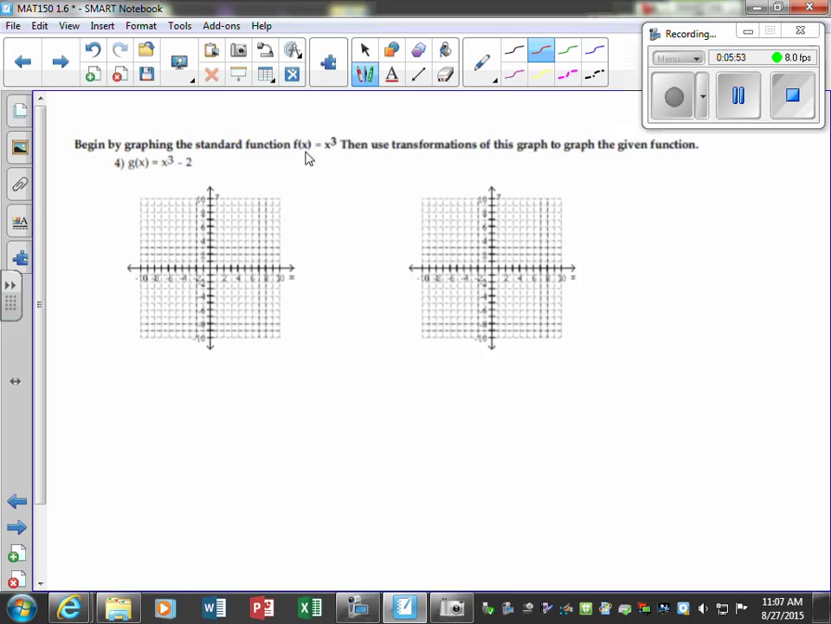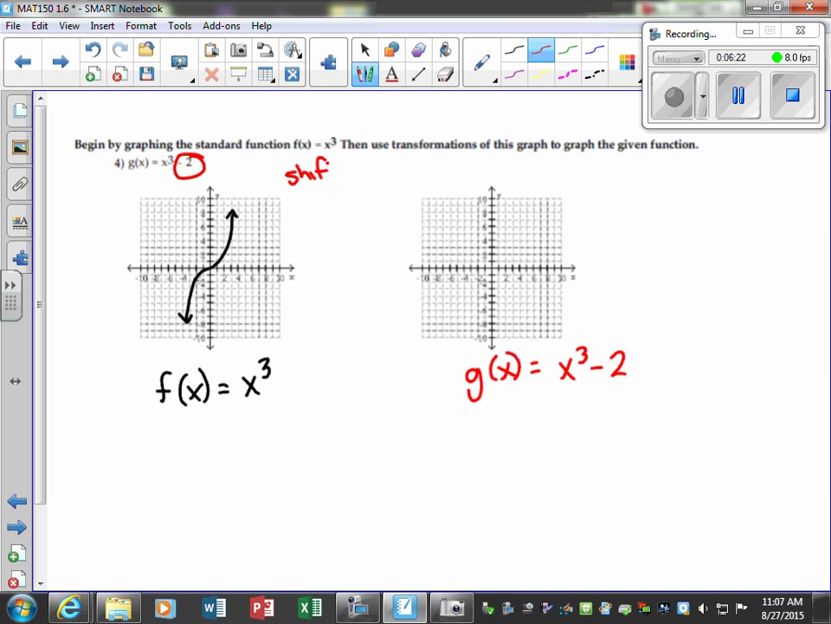We have a standard function. This time our f of x is x cubed. And this one's always kind of tough for me to draw. It looks something like that. So our g of x function over here is going to be x cubed minus 2. So this minus 2 means to shift down 2 units. That means point for point, whatever points they have over here, every point shifted down 2 units in this particular graph.